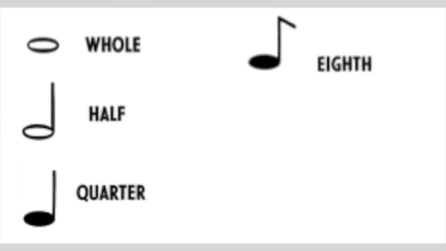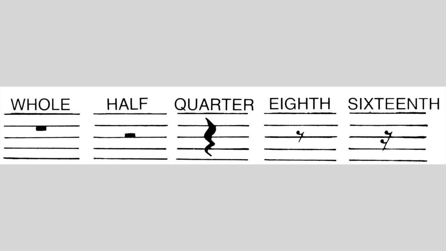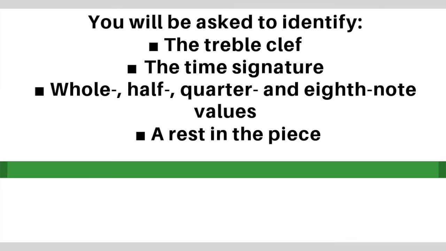Then you'll have whole note, half note, quarter note, 8th note values, and you'll be asked to maybe identify them. So you could then be asked to point out a rest in the piece. So remember, a rest is just a point of silence in the music. You'd be asked to identify the treble clef, time signature, whole note, half note, quarter note, 8th note value. So again, they could ask you one of those, and then a rest in the piece.